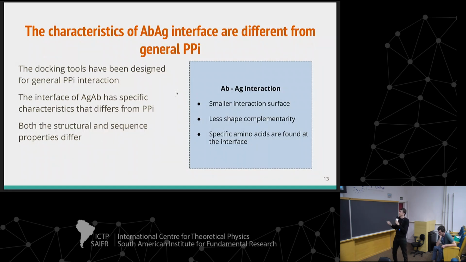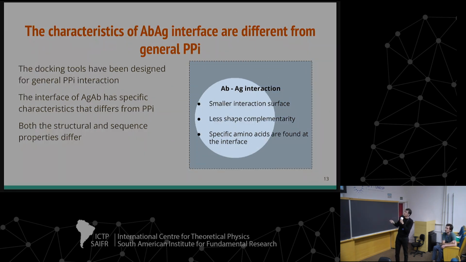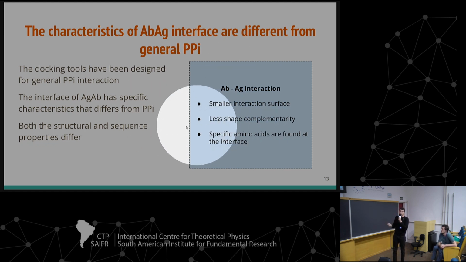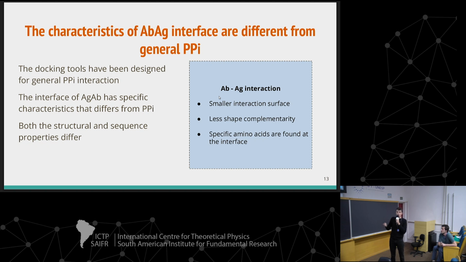And why is that? Because these tools have historically been developed for general protein-protein interaction, so non-immune and immune protein-protein interaction. And the two types of interaction, immune and non-immune, differ in certain properties. For example, they have a smaller interaction surface, less shape complementarity, and some amino acids are present or absent in the two interfaces. So that might lead to these tools performing less well.